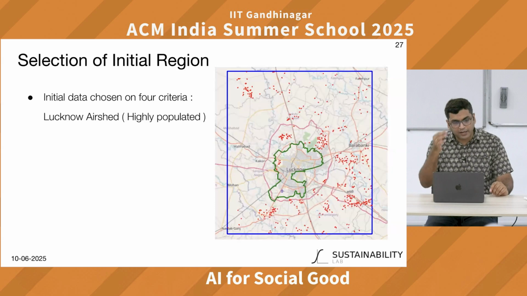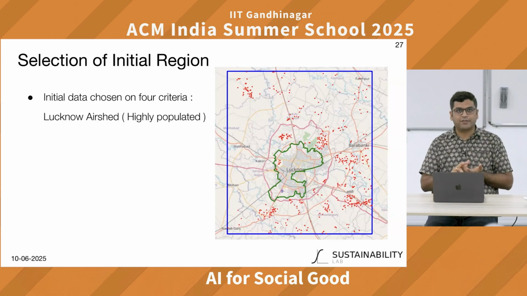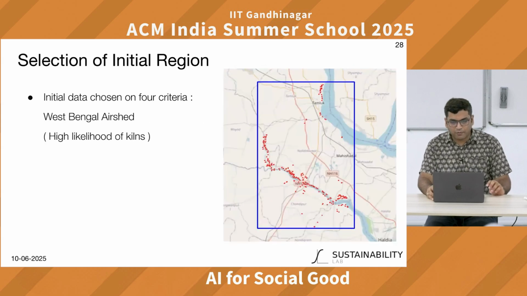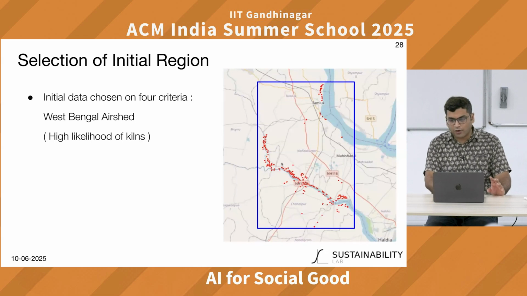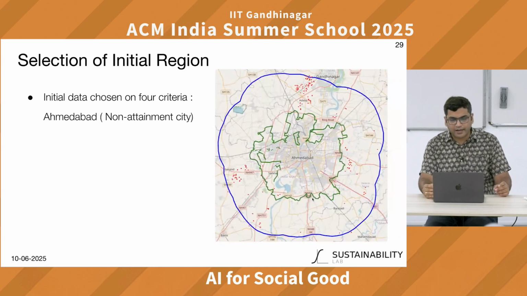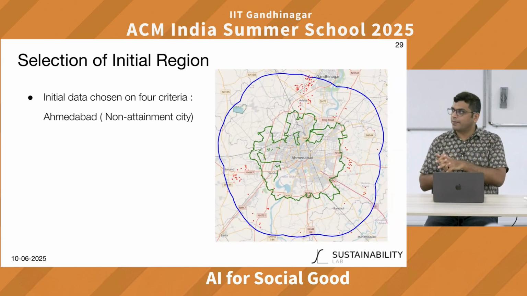We also looked at Lucknow, which is also a very highly populated region. So I'm telling you the criteria which we used. 1, highly polluted. 2nd, highly populated. In this case, it was Lucknow. 3rd, we looked at the West Bengal airshed. We took a smaller region. And interestingly, can you see that all of them are located very close to a water body, which is expected. And 4th, we looked at Ahmedabad, because we also wanted some geographic diversity. The soil in Ahmedabad is very different compared to the soil in West Bengal.